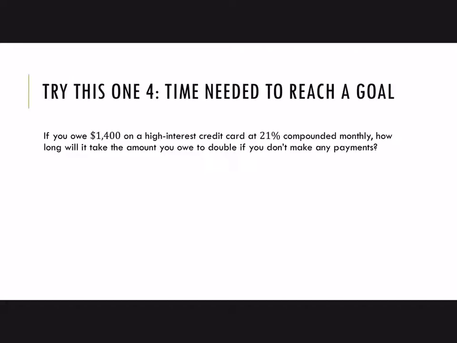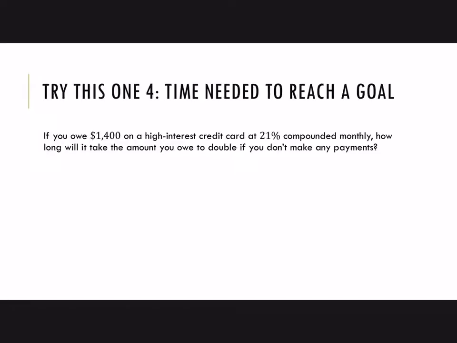So same idea. You can skip ahead and look at the answer if you feel like you've got the hang of this, but if you need another example, here it is. This is Try This One 4 from the textbook. If you owe $1,400 on a high-interest credit card at 21% compounded monthly, how long will it take the amount you owe to double if you don't make any payments?